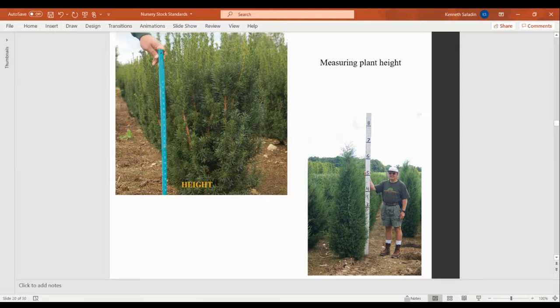Just by looking at it, it looks like it just barely gets to 7 feet. So to be fair, I would probably grade that particular evergreen as a 6-footer, because it just barely makes 7 feet.